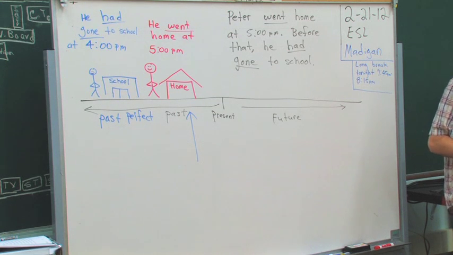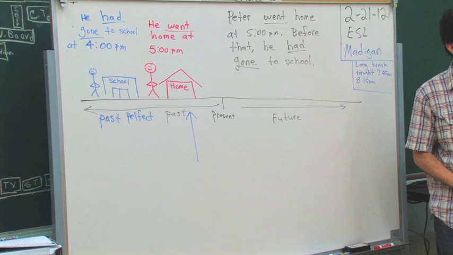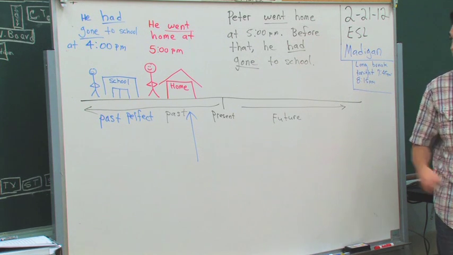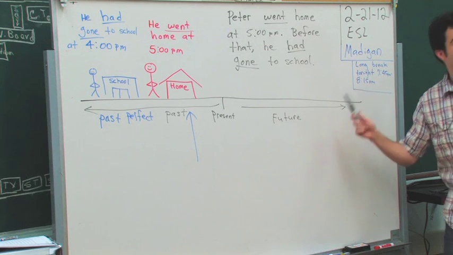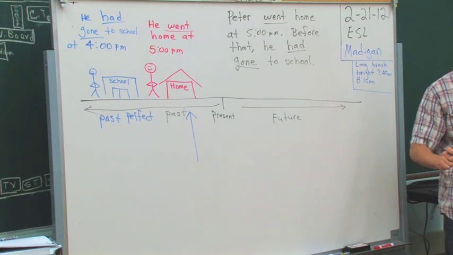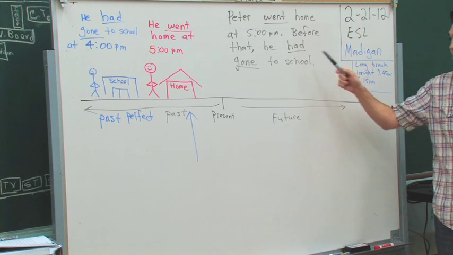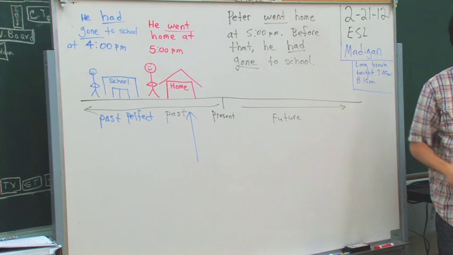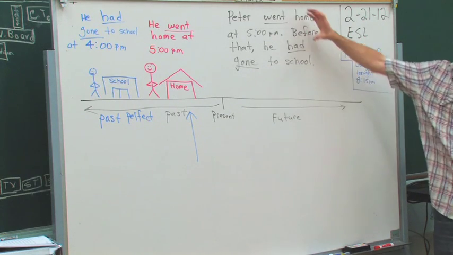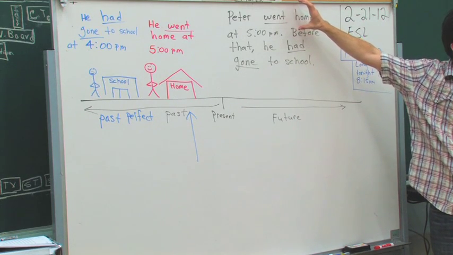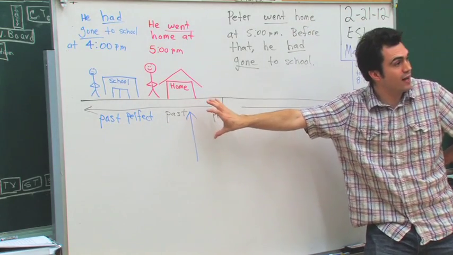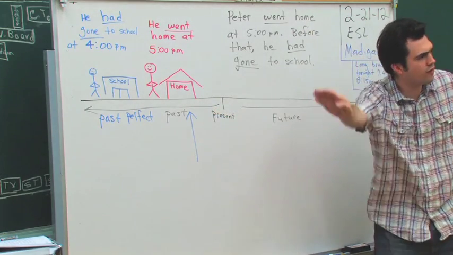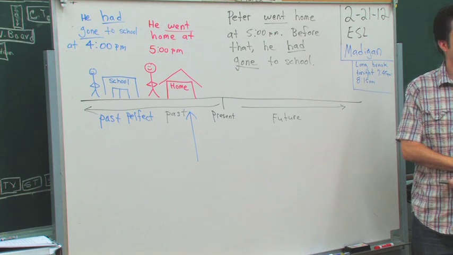So, which came first? Did he go to school first or did he go home first? School. He went to school first. Had gone. Past perfect comes before the past tense. So when you see the past perfect, you know this came before the established time in the past. We established that he went home at 5 o'clock. So everything before that is past perfect.